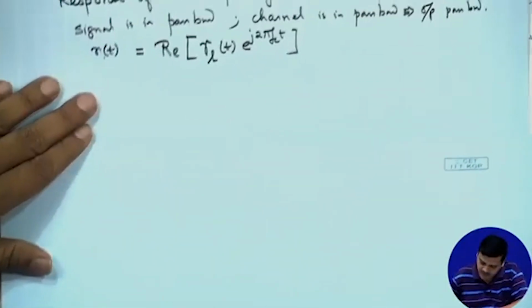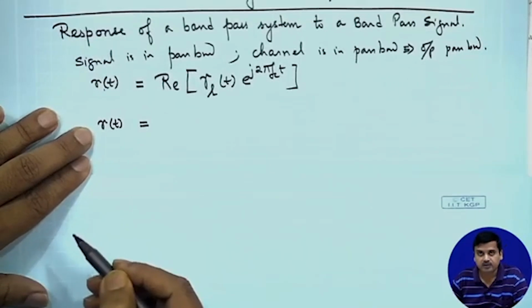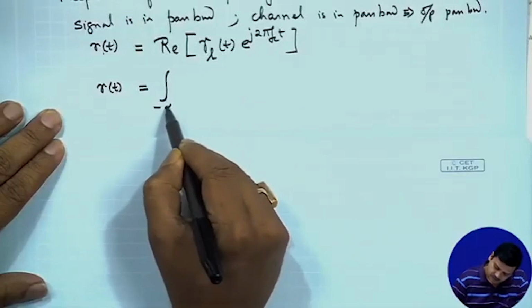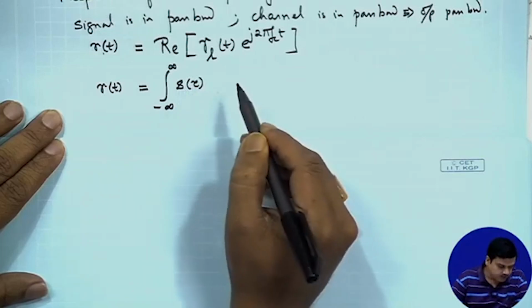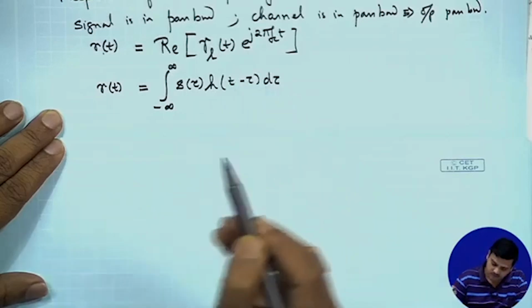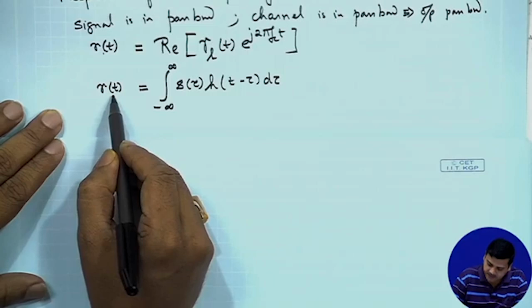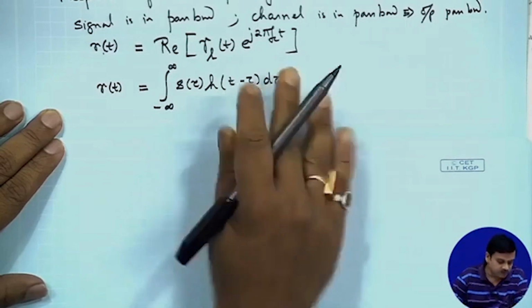And then how do we get r of t? Since r of t is the output of a filter whose impulse response is given by h of t, and the signal going in is s of t, definitely the output is the convolution of s of t and h of t, and that we would write as the integral from minus infinity to infinity of s of tau h of t minus tau d tau. So, at any instant t, we have a convolution output of the signal along with the channel impulse response.